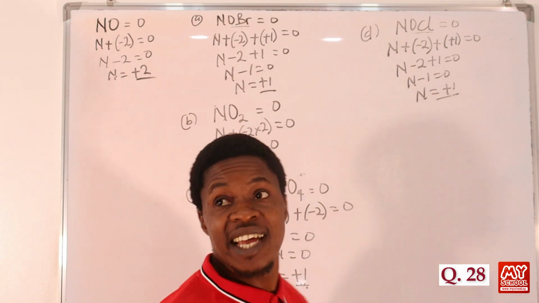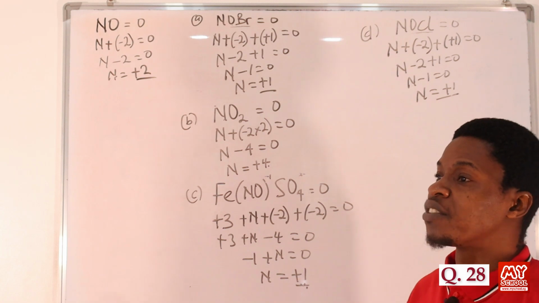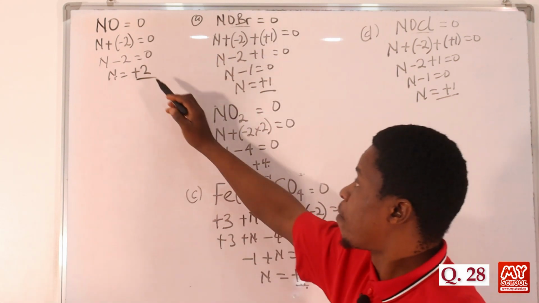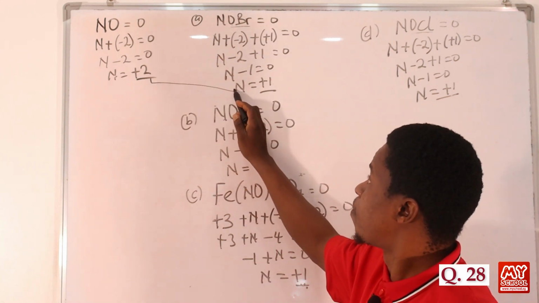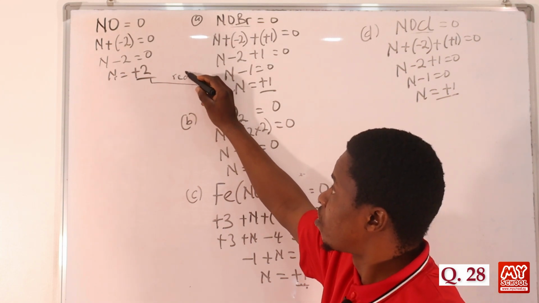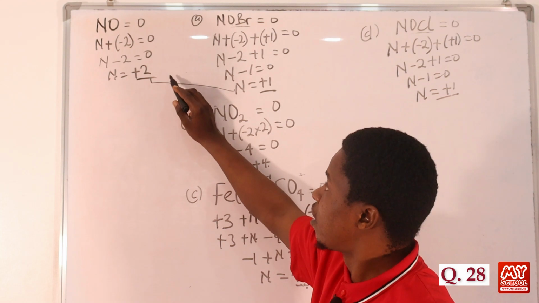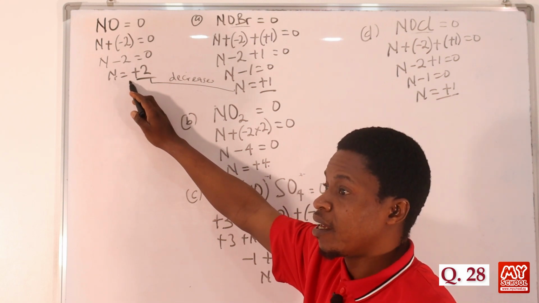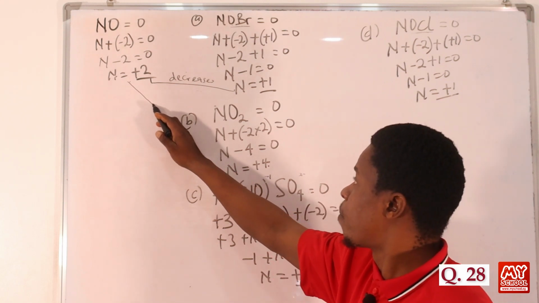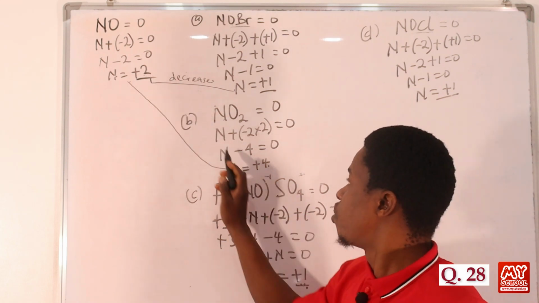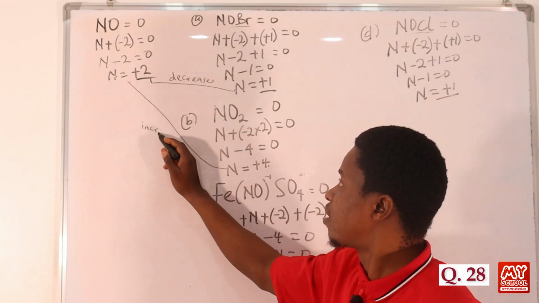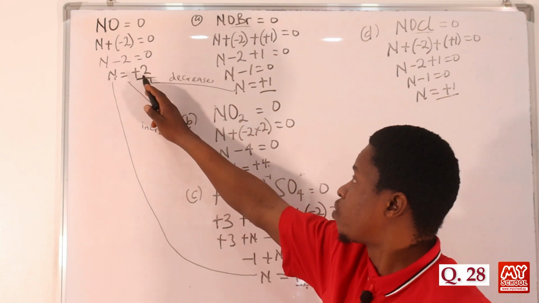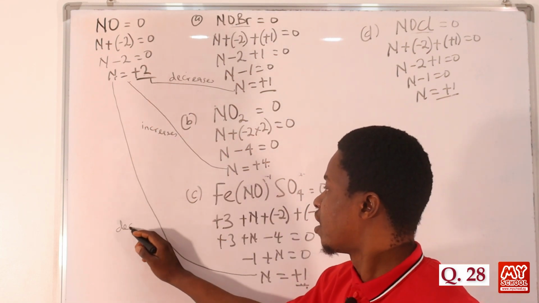So the question says: in which of the following reactions has the oxidation number of nitrogen increased? So we are going to compare this to all of the options now. From +2 to +1, of course, that is a reduction. It decreases. Then option B, NO2. Compare this to NO, where we have +2 to +4. Of course, that is an increase. Then for this one, nitrogen from +2 to +1, of course, that is a decrease.